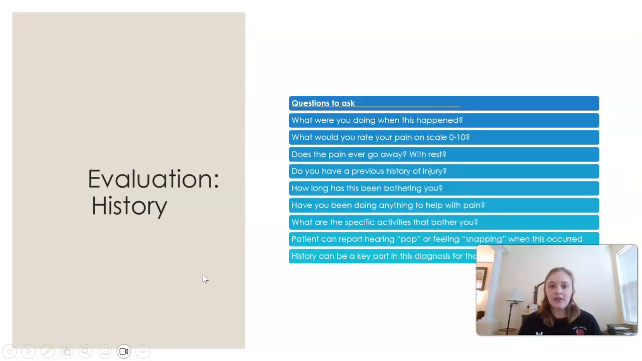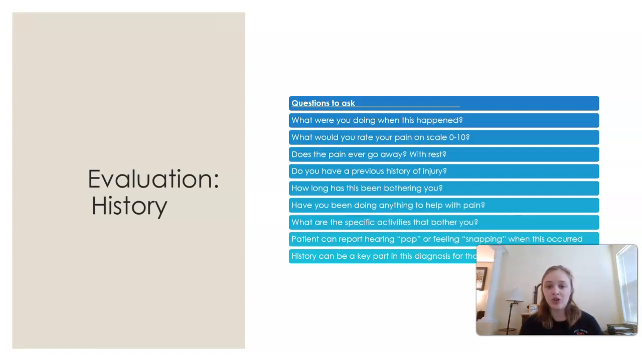So getting into the evaluation, we always want to start with taking a good solid history, especially for those injuries that aren't necessarily those acute or traumatic LisFranc injuries. We want to dive into what could be causing this. So some key questions that we want to look into are, of course, what were they doing when this happened?